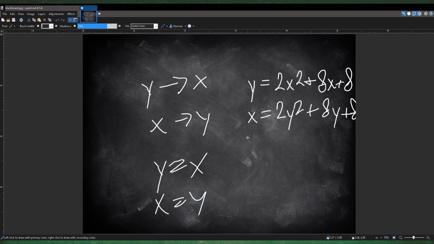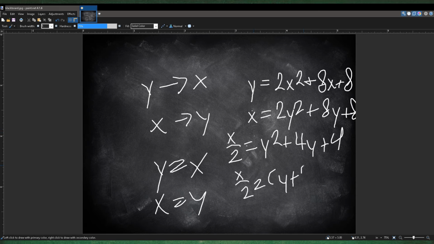You kind of divide by 2 from both sides. So your x divided by 2 is equal to y squared plus 4y plus 4. And then you get x over 2 is equal to y plus 2 squared. And then you square root the entire side to get y plus 2. And then you just subtract that 2 from both sides to get y. So that's what you get. So that's how you do it.